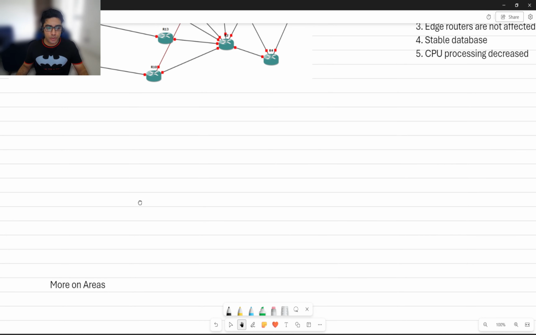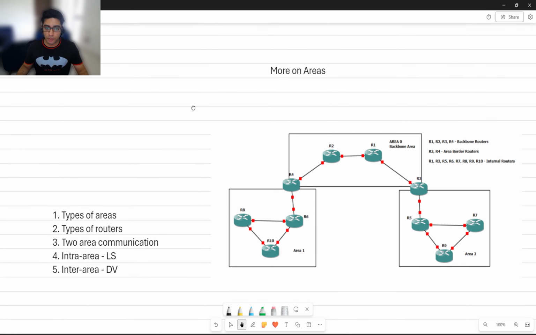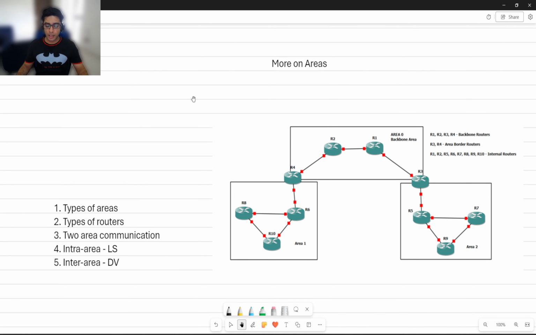Then we saw what the different types of areas we find in OSPF are. We have two types of areas. One is a backbone area, the other is a non-backbone area. In OSPF, area 0 is considered to be the backbone area. Any other area other than 0 is a non-backbone area. So in this diagram, we can see that area 0 is the backbone area, area 1 is a non-backbone area, and area 2 is a non-backbone area.